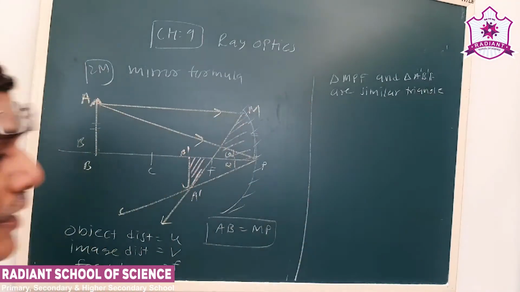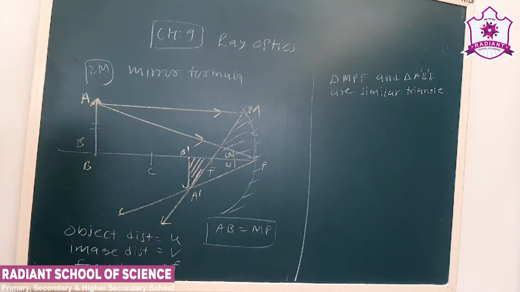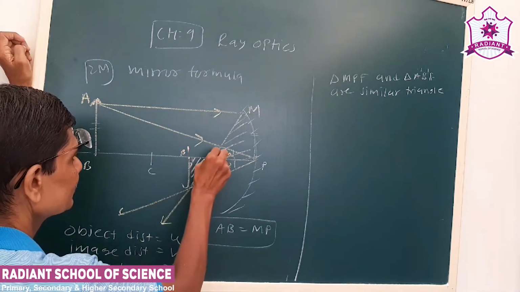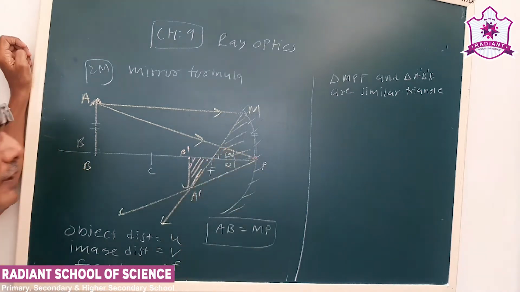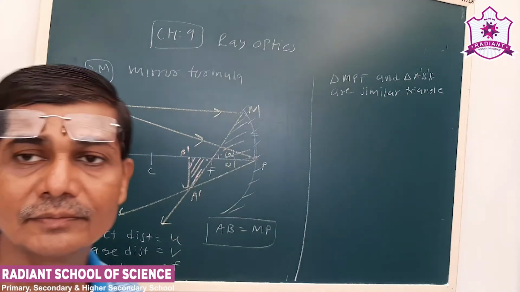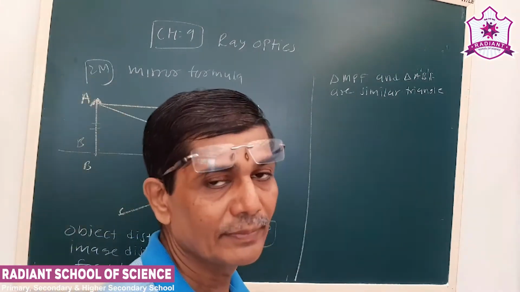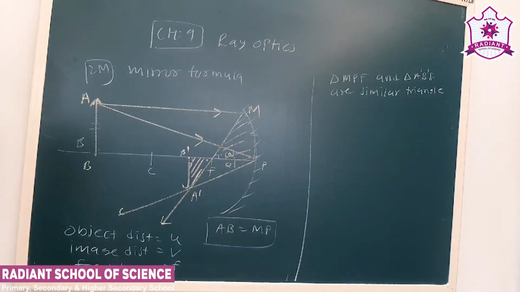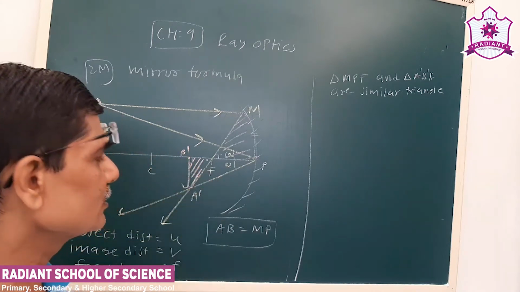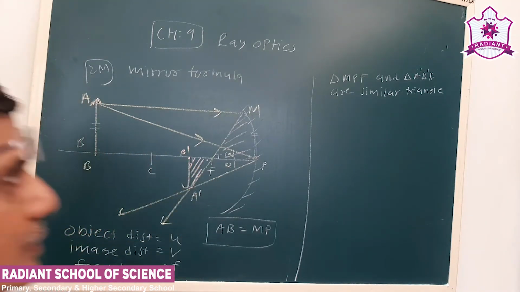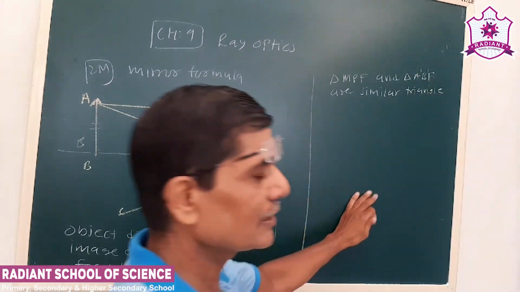Which condition? AA corollary, that you studied earlier. Now see, this angle is 90 degrees. This angle is also 90 degrees, and these two are vertically opposite angles. So by AA condition of similarity of triangles, triangle FMP and triangle A'B'F are similar. Now we know that the triangles are similar.